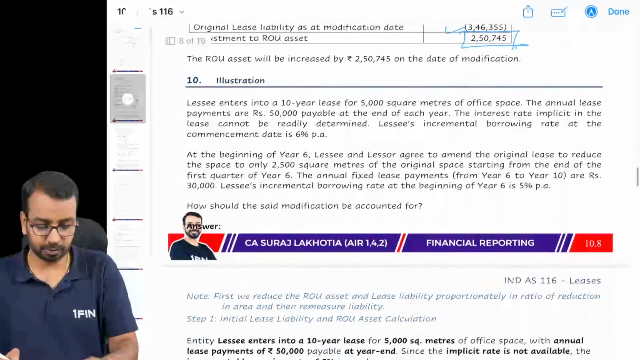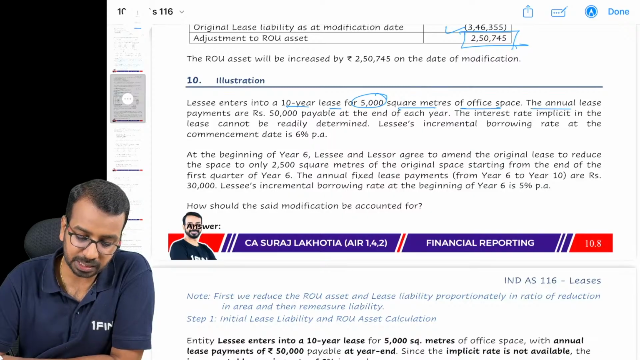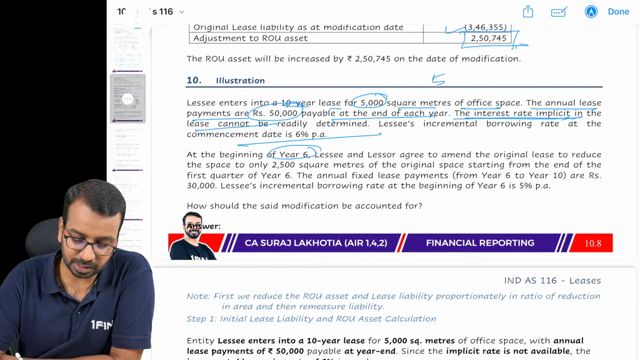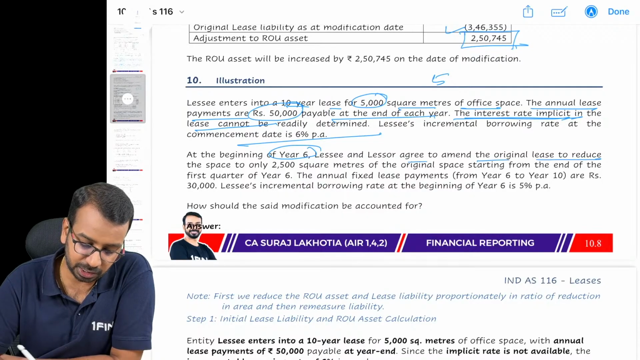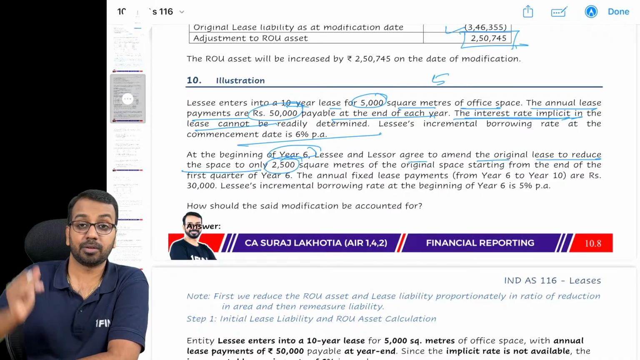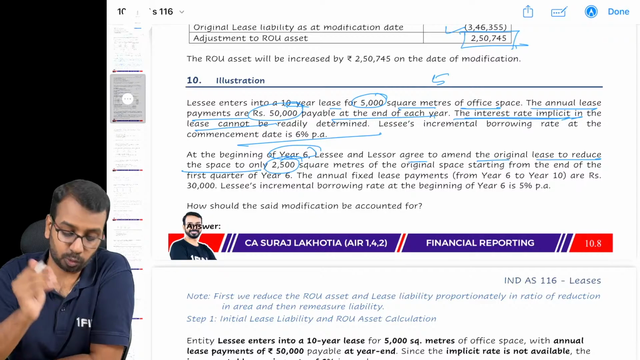Okay. Then lessee enters into a 10-year lease for 5,000 square meters of office space. Annual lease payments are 50,000 at the end of each year. Implicit rate is not known. Incremental is 6%. At the beginning of year 6, which means 5 years have completed, they agreed to amend the original lease to reduce the space to 2,500. You have to bring it down proportionately because it is a reduction in scope.